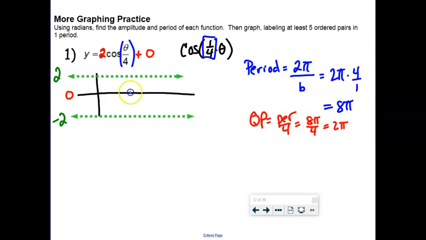I know some of you do the trick of like, here's 0, here's 8 pi, and then I just half and half it again. That does not work when you have phase shifts. So we're going to do this method instead, okay?